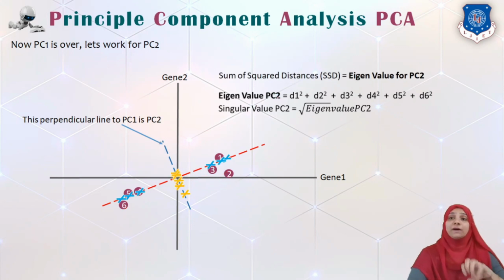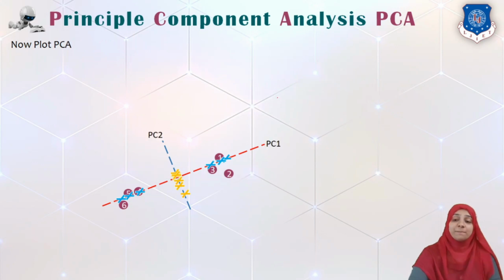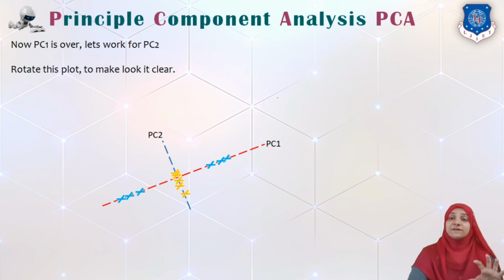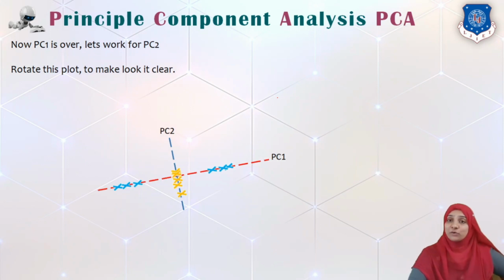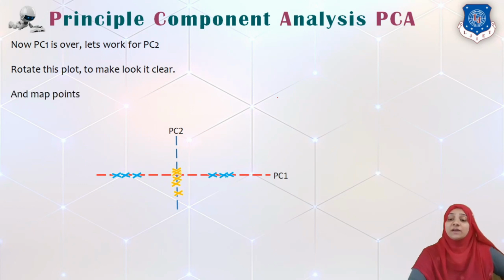Now we do not require our old coordinate system. That is, we do not require the axis called gene1, and we also do not require the axis called gene2. We will simply work with our newly found axes, PC1 and PC2. We will rotate these axes in such a way that we can look at these points clearly, until we are able to view the projected points clearly. Now they are rotated and we have a new set of axes.